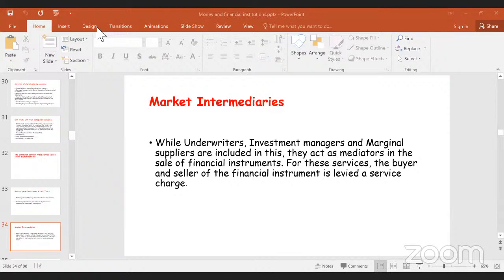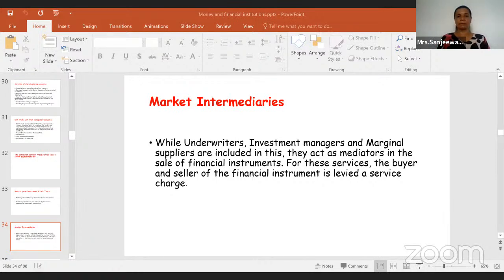All right, so the next one is market intermediaries. So who are market intermediaries? Underwriters, investment managers, and marginal suppliers are included in this. They act as mediators in the sale of financial instruments. The seller is there, the buyer is there, and you facilitate. As mediators, you just sell or buy financial securities. For these services, the buyer and the seller of the financial instrument pay the service charge. Okay, right.